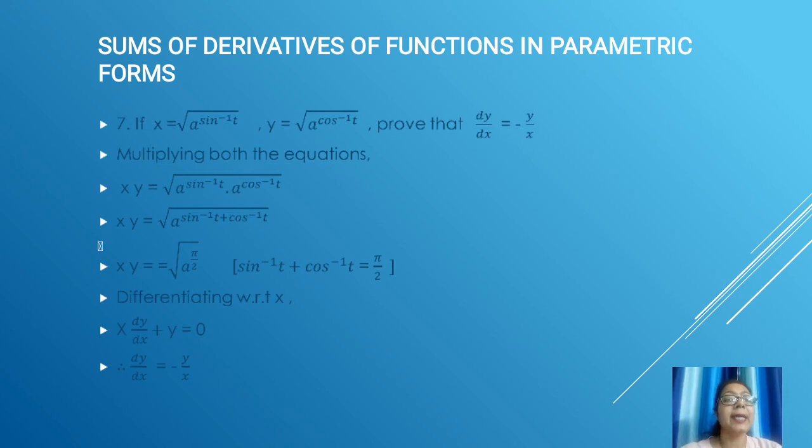This is the last sum of this video, question number 7. x is equal to the square root of a to the power sin inverse t, and y is equal to the square root of a to the power cos inverse t. We have to prove that dy/dx is equal to minus y by x.